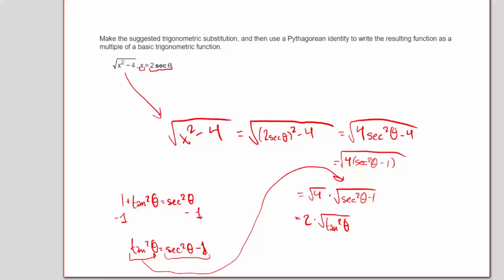Now, the square root of tangent squared theta is not just tangent theta, it's actually the absolute value of tangent theta. Because the square root always has to be positive. And inside, we can't just cancel it out. We have to have the absolute value of tangent theta. So, we get 2 times the absolute value of tangent theta.